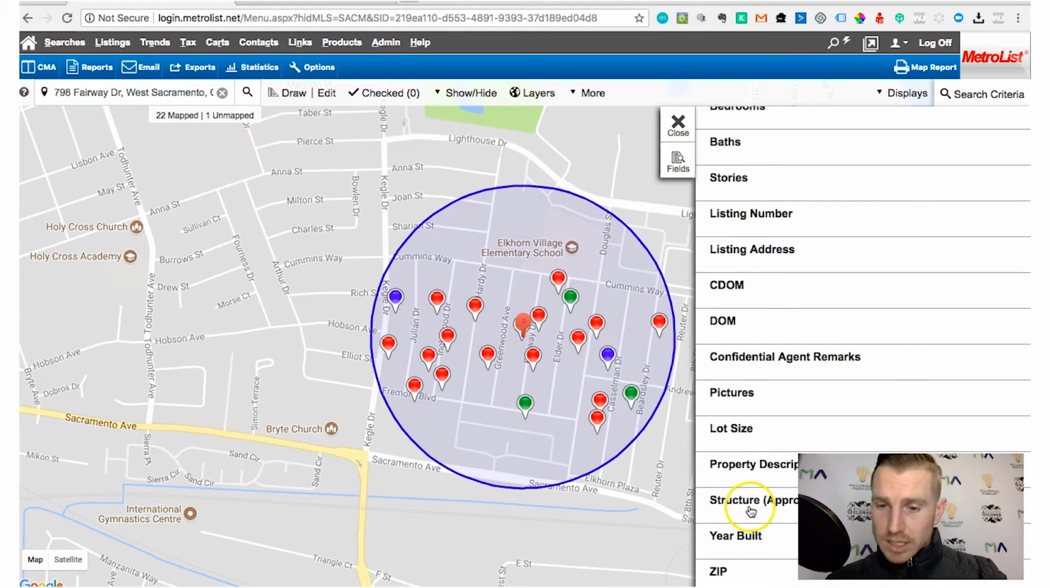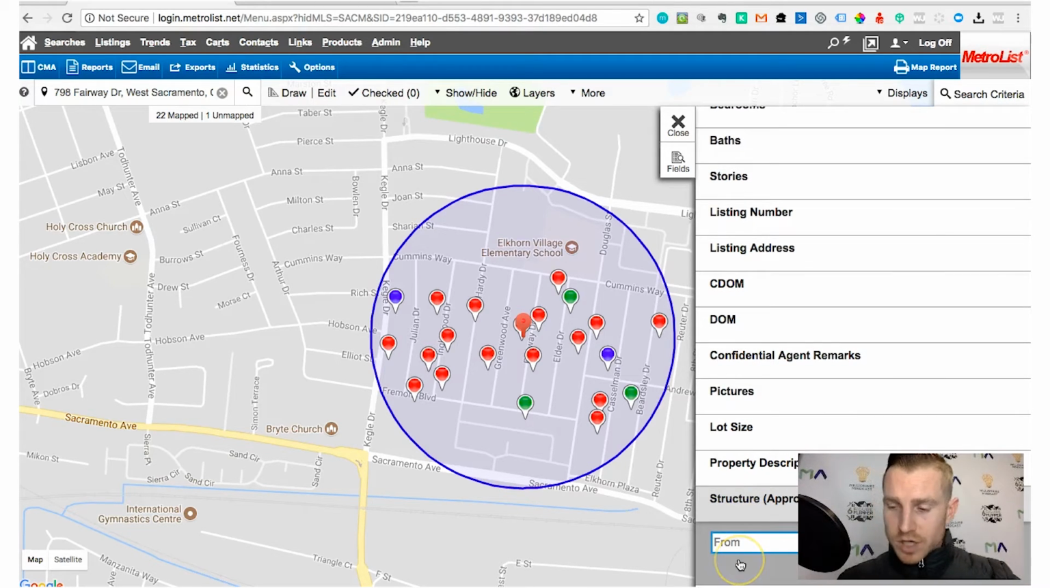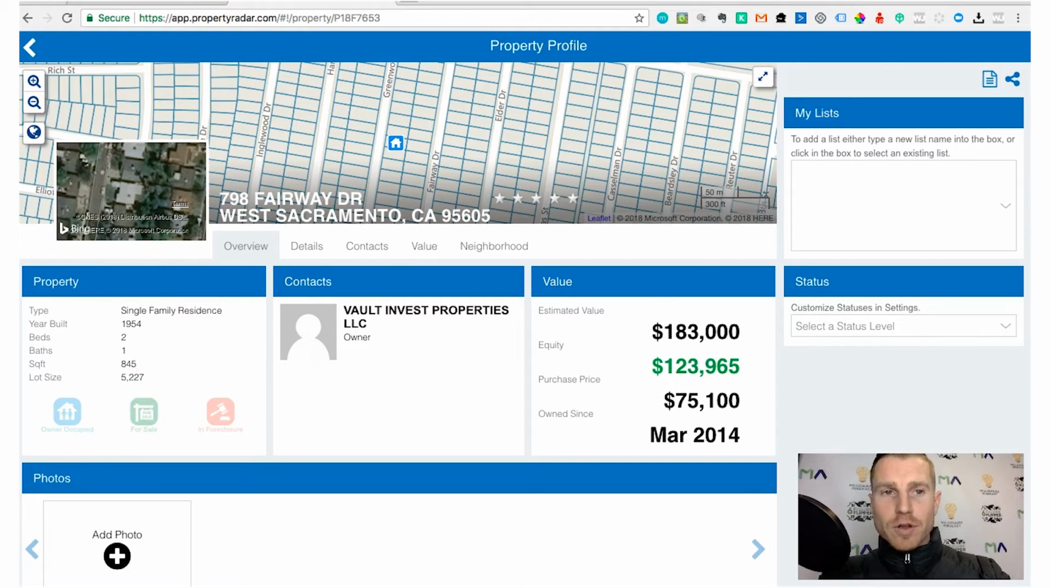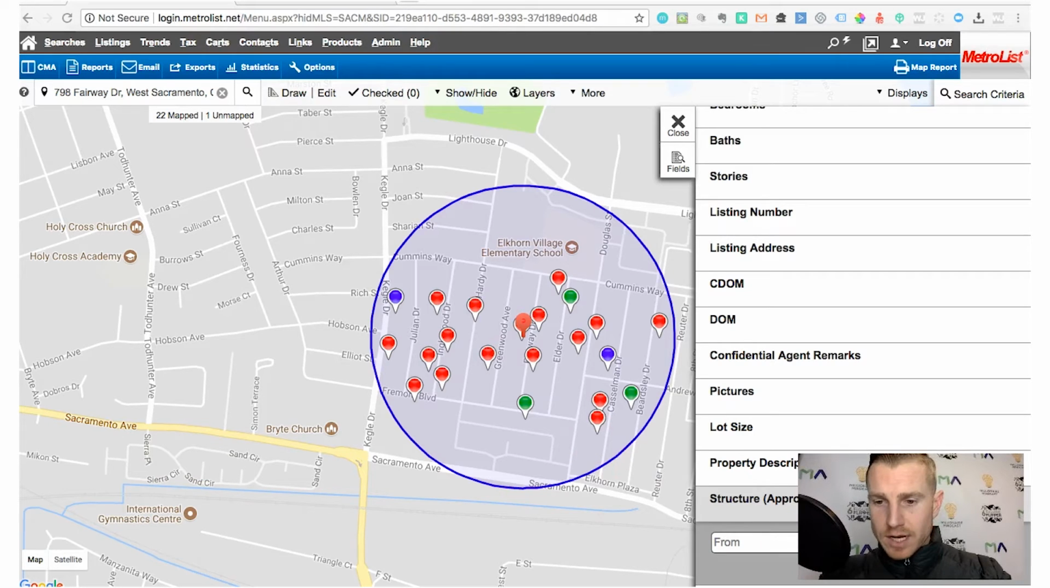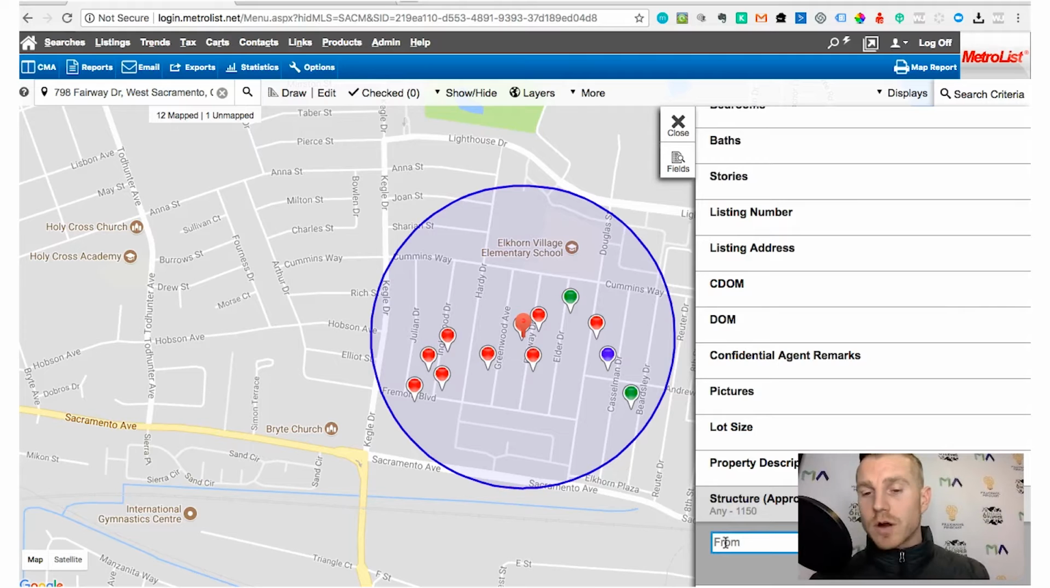And I'm going to usually narrow it down with square footage. Being that this property is 845 square feet, we're going to put in here that we only want properties within 1,150 square feet. You usually want to go about 250 to 300 square feet over, so you're not going too far beyond your subject property. And I would say about 250 to 300 square feet below, but being that this is a small property anyways, we're going to leave that open. So you can see here that it narrowed down some of those properties.